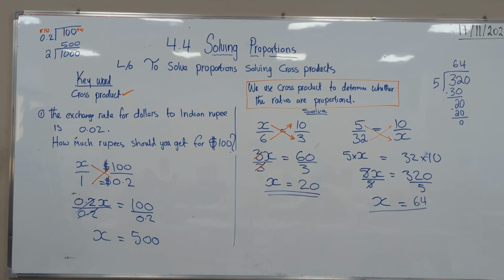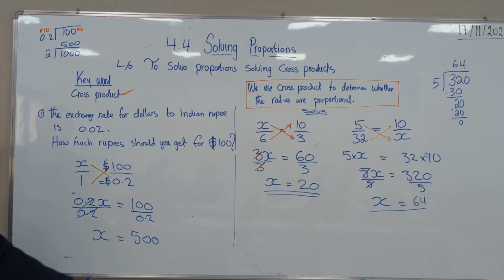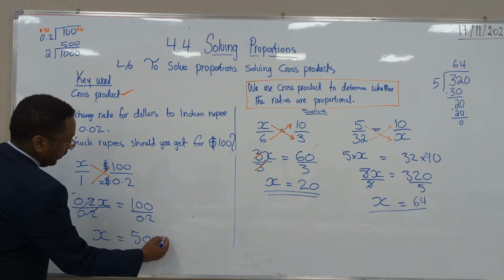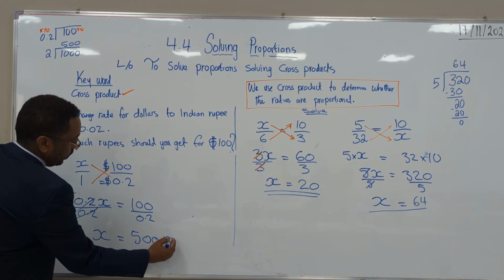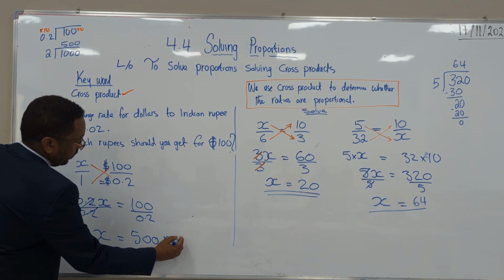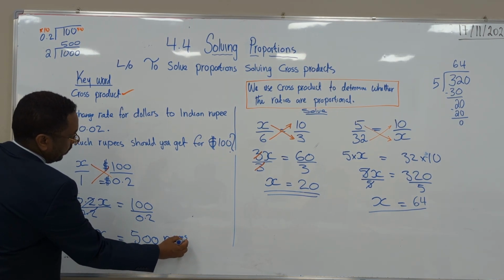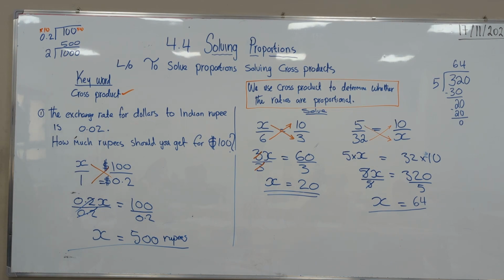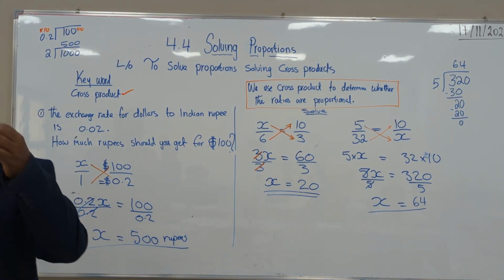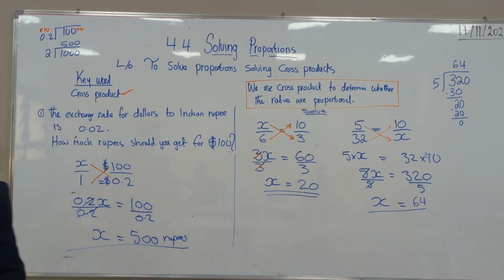Okay. So for $100, we'll get him 50 rupees. This is our final answer. You guys get that? Right. Now I want you to try these questions, please. Okay? So, first one.